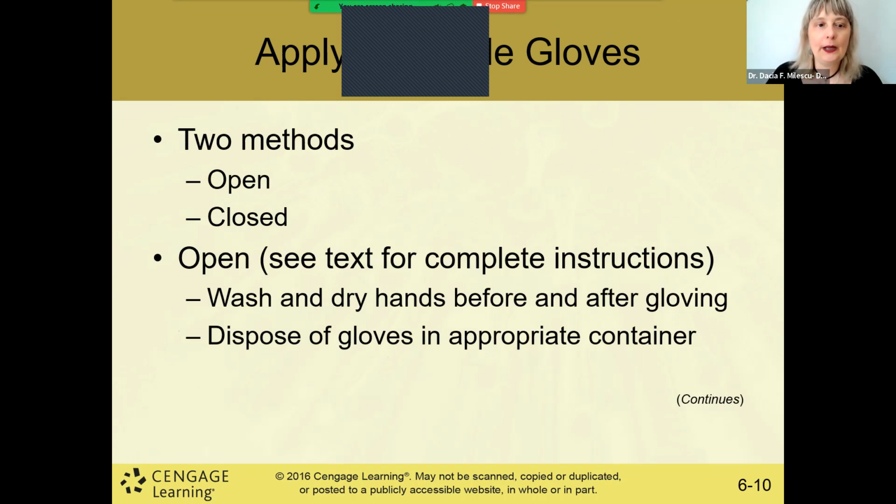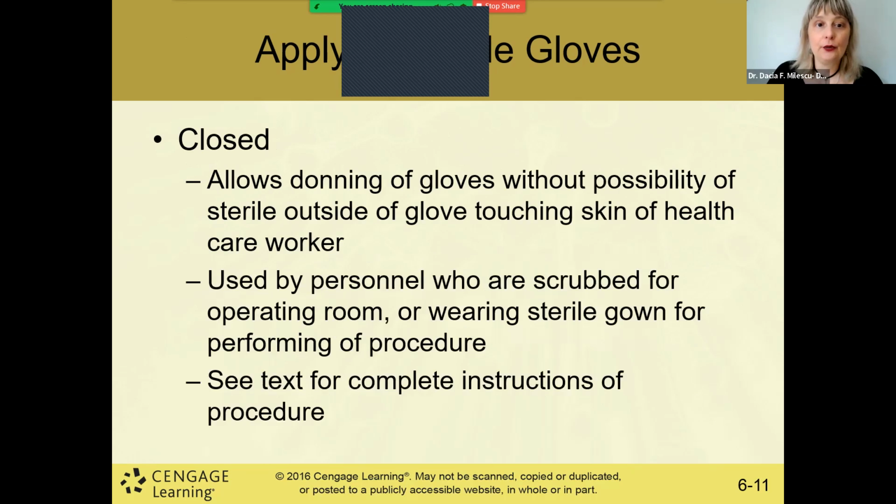So you could do the open and close method. The open method is you open up the sterile gloves, wash and dry the hands before and after gloving, and dispose of the gloves in an appropriate container. Closed is you don the gloves without the possibility of the sterile outside of the glove touching the skin of the healthcare worker. This is used by personnel who are scrubbed in the operating room. So you're wearing a sterile gown and you're gloving yourself or somebody else is gloving you. Again, I'm not going to review that here. Watch the YouTube videos, there are so many. And of course, read the book. There are so many good pictures that'll tell you exactly how to do it.